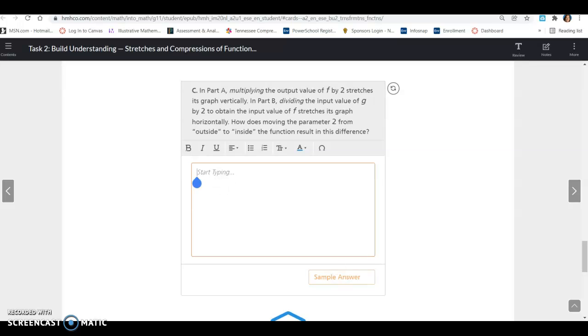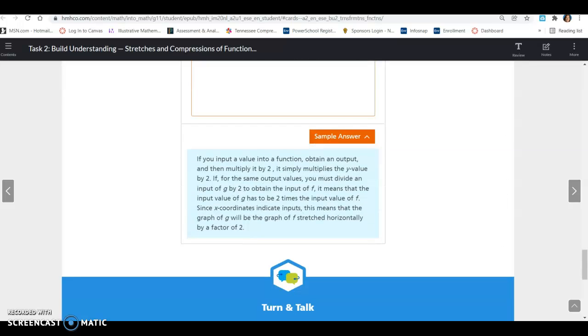Okay, if you want to see a sample answer, let's see what it says. It says you put an input value into a function, obtain an output, and then multiply it by 2. It simply multiplies the y value by 2. If for the same output value, you must divide an input of g by 2 to obtain an input of f, it means that the input value of g has to be 2 times the input value of f. Since the x-coordinate indicates the input, this means that the graph of g will be the graph of f stretched horizontally by a factor of 2. All right, so that is the mathematical explanation for that.